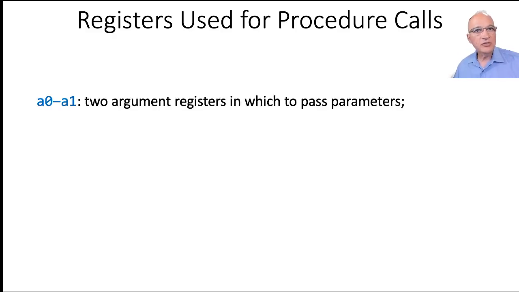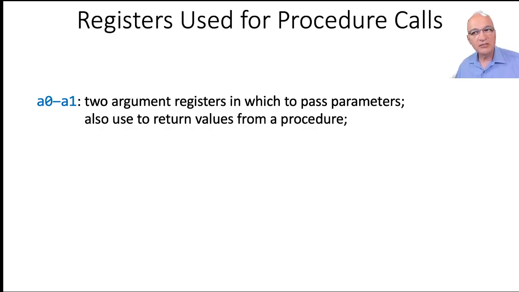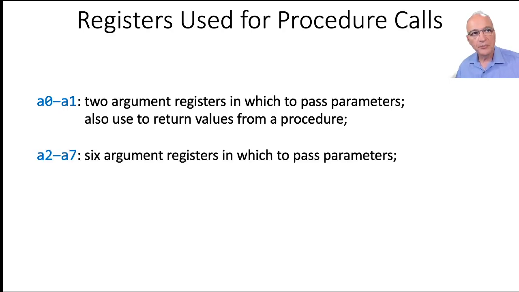So registers used for procedure calls include A0 and A1. Those are two argument registers in which I pass parameters to a function. These very same two registers are also used as the return values from a procedure. So in RISC-V, the first two argument registers are also the two return value registers.